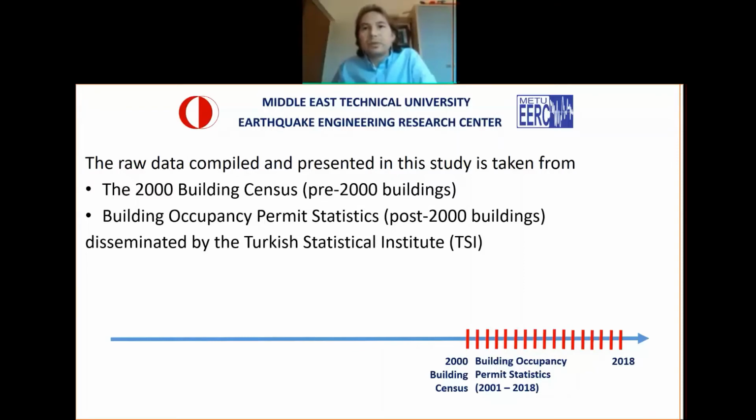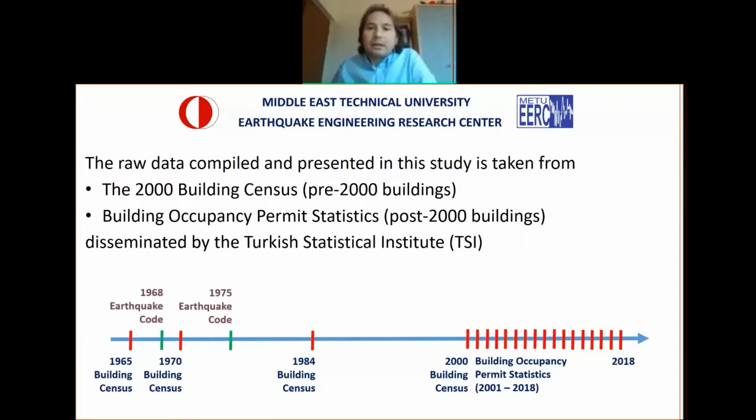I'd like to express that the 2000 building census gave the data in periods of 10 years, whereas the building occupancy permit statistics disseminate the data on a yearly basis. On this slide, you can see the previous building census studies in Turkey that have been made in 1965, 1970, and 1984. The 2000 building census includes all of this information, and you can also see the history of the earthquake codes in Turkey.